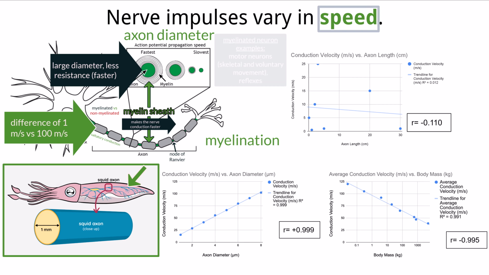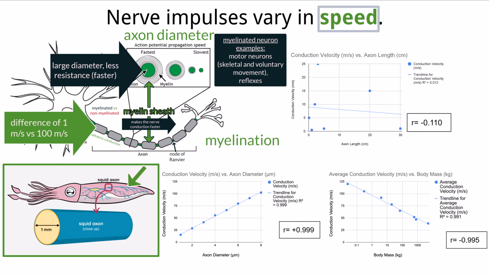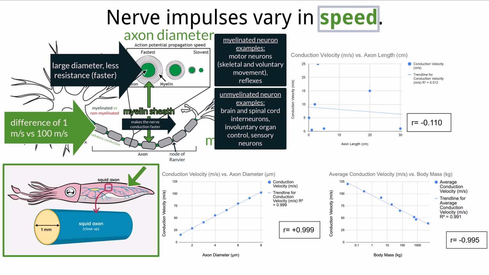Motor neurons that control skeletal muscle or voluntary movement are myelinated, as are neurons that control our reflexes, like the knee-jerk reflex. Some examples of neurons that are unmyelinated include interneurons in the brain and spinal cord, which involve signaling over very short distances. Neurons involved in involuntary control of organs, such as our heart or digestive system, and sensory neurons for pain, are also unmyelinated.